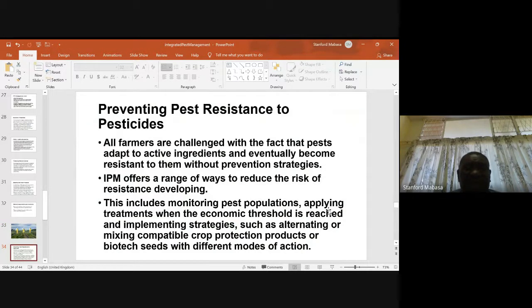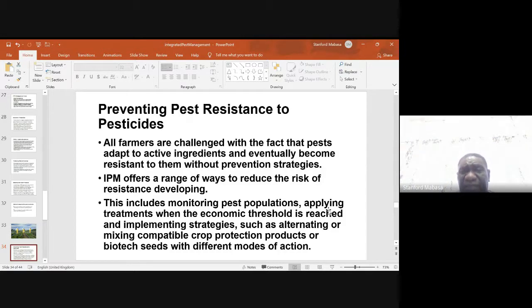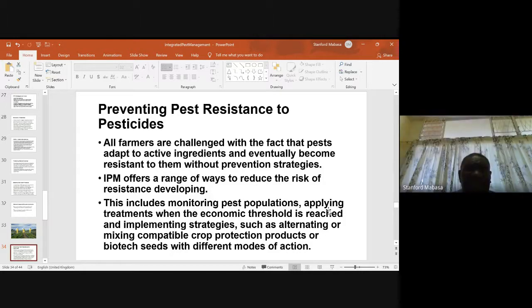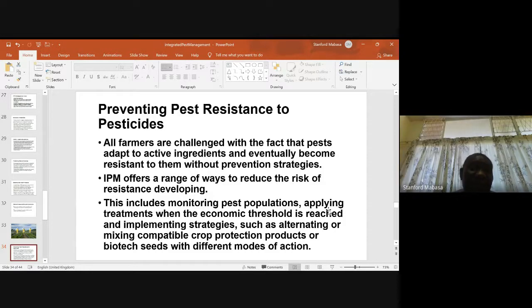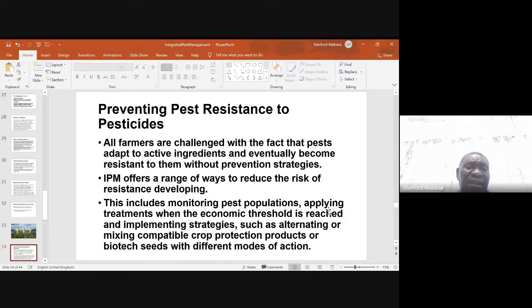We need to prevent the pest resistance to pesticides. But sometimes using pesticides may lead to pest resistance. Now, all farmers are challenged with the fact that pests adapt to active ingredients and eventually become resistant to these pesticides without prevention strategies. But the good thing about IPM is that it offers a range of ways to reduce the risk of resistance developing. So if we are using IPM, we can reduce the development of pesticide resistance.